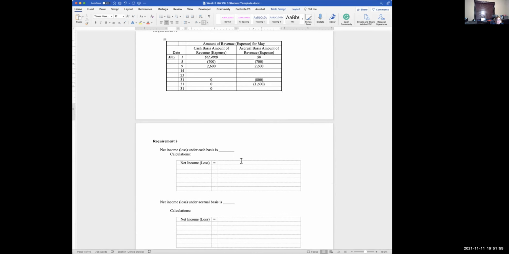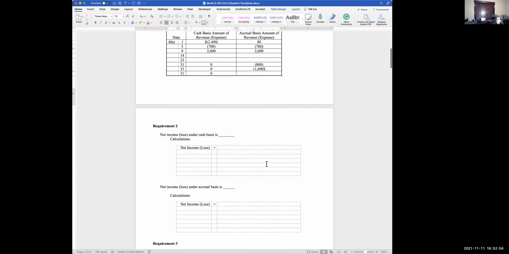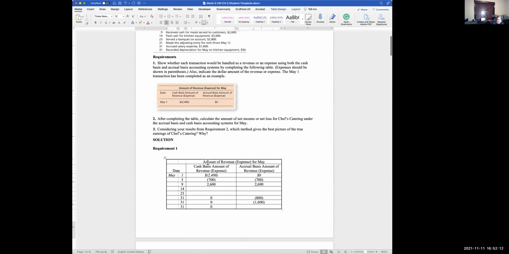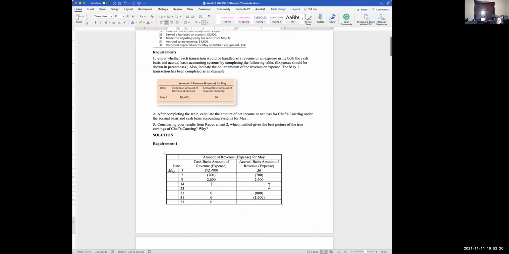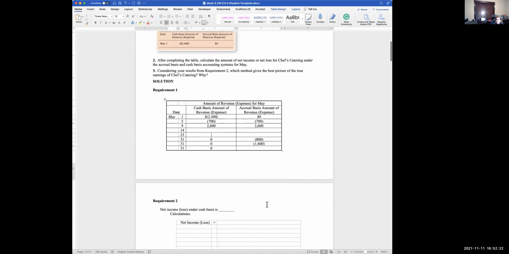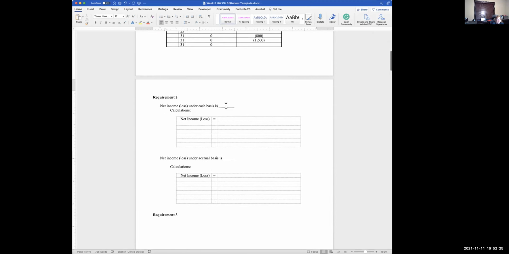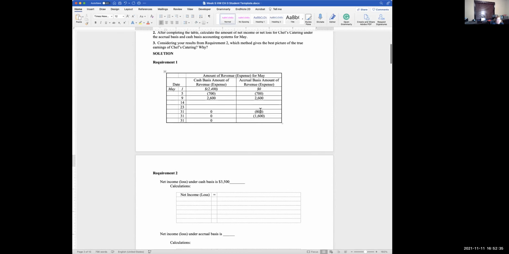And then the second option is you're going to calculate net income based on the cash basis or the accrual basis. So for the cash basis, you're pretty much going to look at any of the items in this account. So you would subtract the 2,400, right? Subtract the 700, and then you would have the 2,600. And when you complete these others, you'll see that the net income or loss under the cash basis here, this is your check figure, is $3,500.